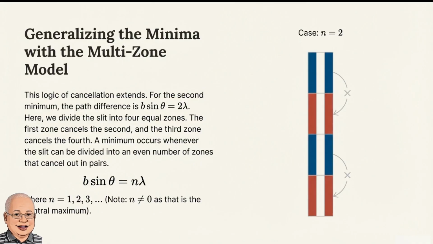A minimum will occur whenever the slit can be divided into an even number of zones that cancel out in pairs. So that will happen in case of b sin theta is equal to n lambda, where n has to be 1, 2, 3, 4, etc. But n cannot be 0. We'll see why n cannot be 0 later. But at n is equal to 0, remember that it will be the central point, which is the maximum. So n is equal to 0 means b sin theta is equal to 0. Therefore, that will give us the maximum.